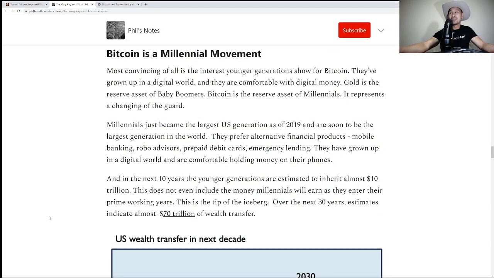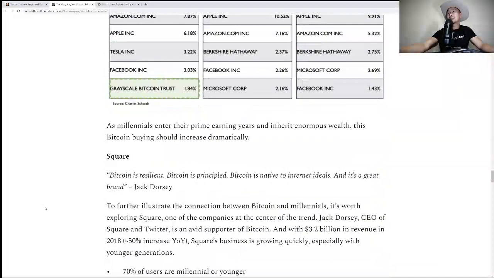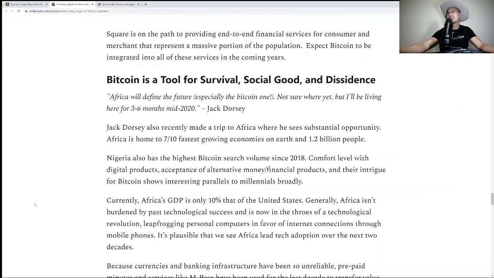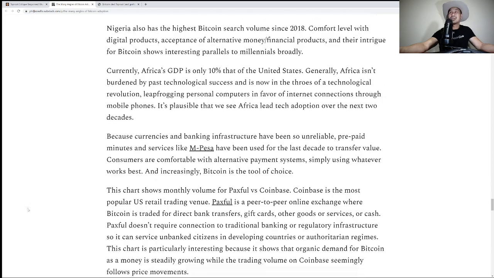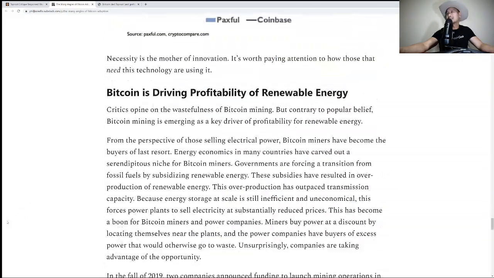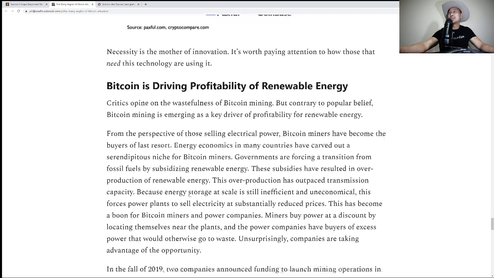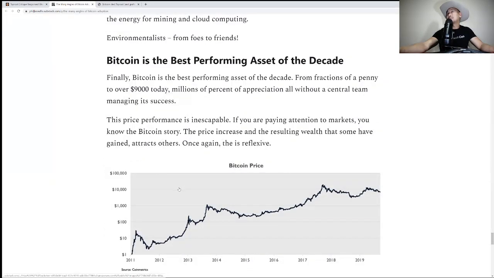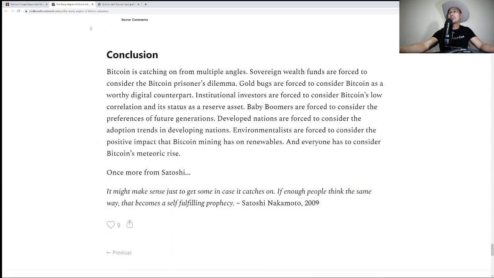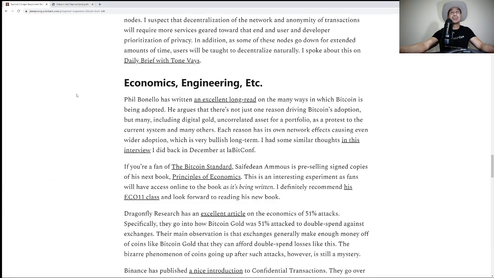A lot of young people are much more comfortable with this because it's easier to store and so on. Bitcoin is a tool for survival, social good, and dissonance. It's a way to check out of the current system. Bitcoin is driving profitability of new renewable energy. Bitcoin is the best performing asset of the decade, and so on. So, very nice long read. I encourage you to read it, but it goes through all of the ways in which Bitcoin has network effects.